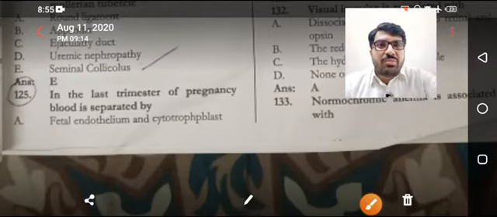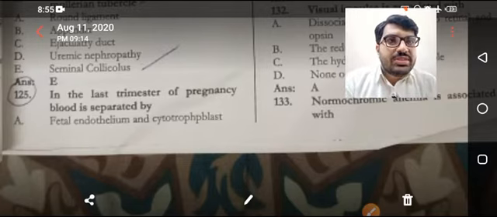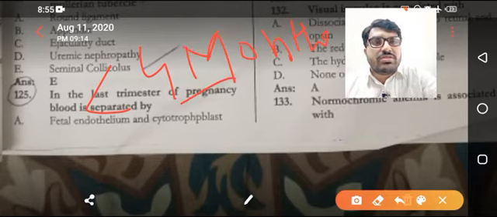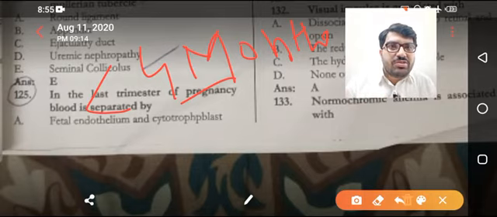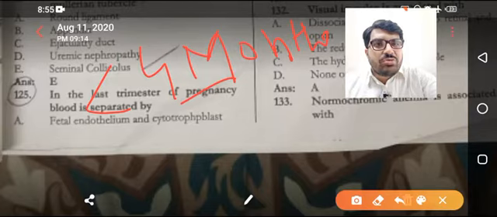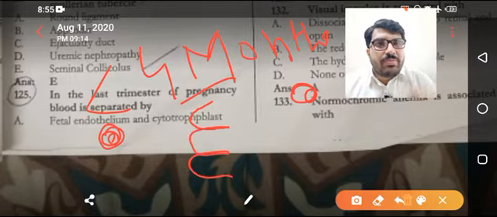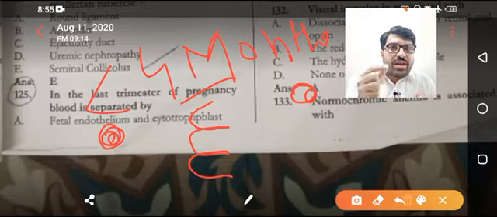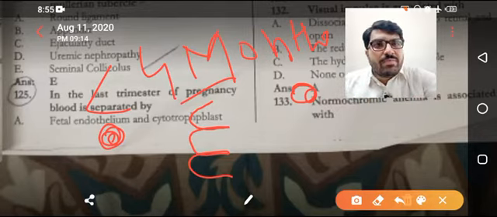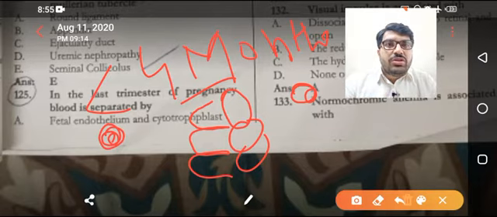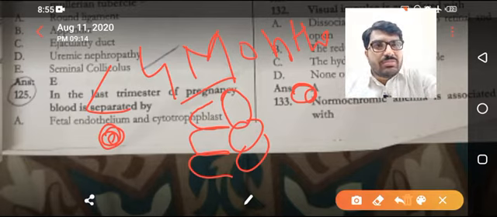In the last trimester of pregnancy, blood is separated by, now this is a very important MCQ. If the question says less than 4 months, how is the blood separated? Let's suppose we have the placenta, and this is the fetal side and this is the maternal side. On the fetal side we have endothelial cells. I am talking about less than 4 months. On the mother side we have cytotrophoblast. So if the question asks about less than 4 months, the answer is A, fetal endothelium and cytotrophoblast, because they are separated by this.